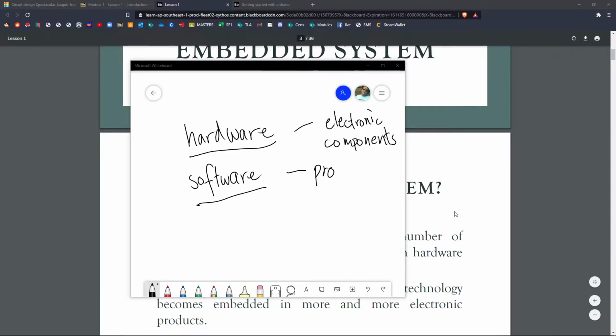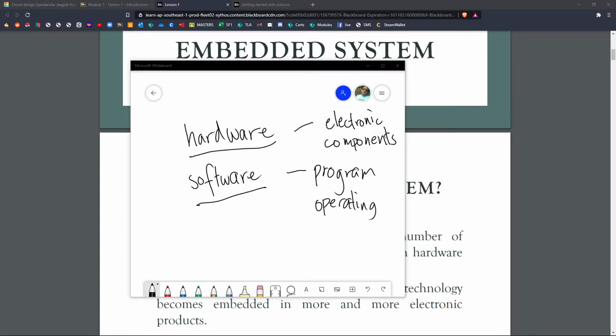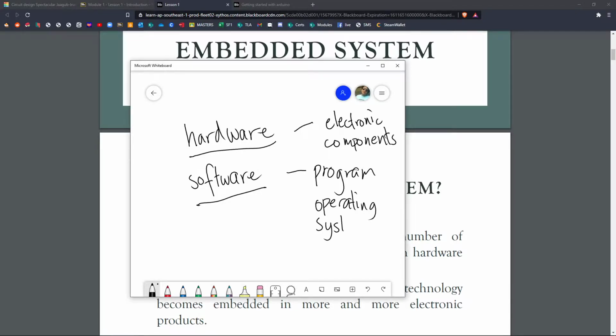So it includes the program. Sometimes it includes the operating system. It includes the operating system and other non-tangible parts, which also include the firmware.